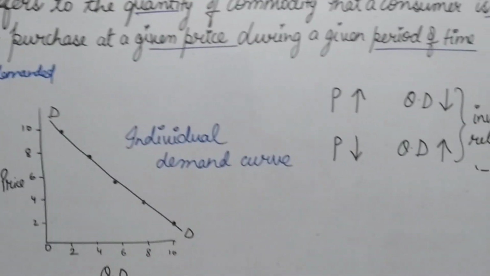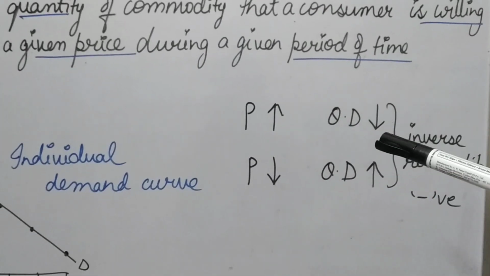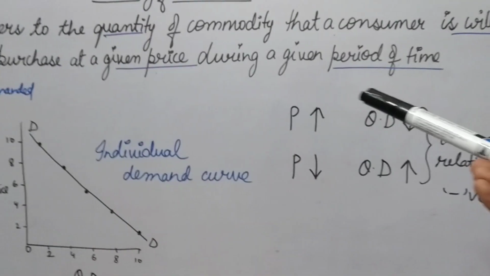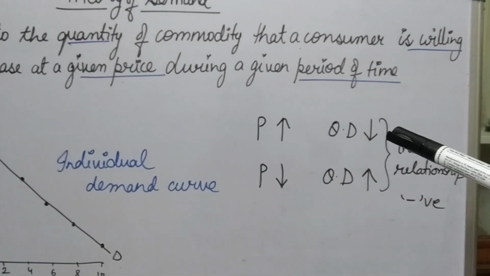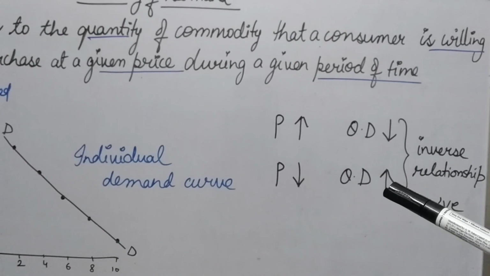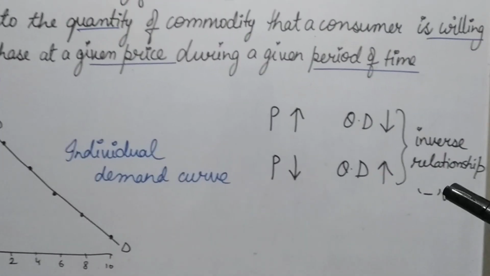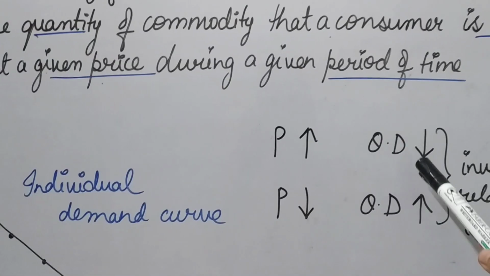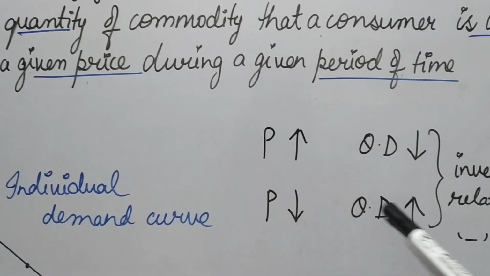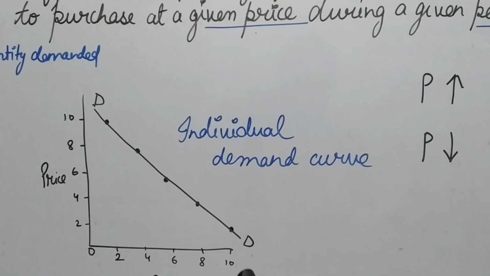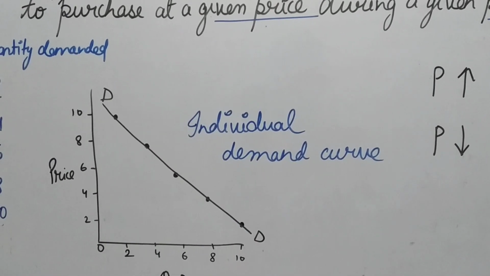So ultimately we can say that when price increases, quantity demanded decreases. When price decreases, quantity demanded increases. That means at a higher price, less quantity of the commodity is purchased by the consumer, whereas when the price reduces, more quantity is purchased. So there is an inverse relationship between price and quantity demanded. When price increases, quantity reduces; when price decreases, quantity increases. That's why we can say that the demand curve slopes downward from left to right. It goes downward because it shows a negative relationship.